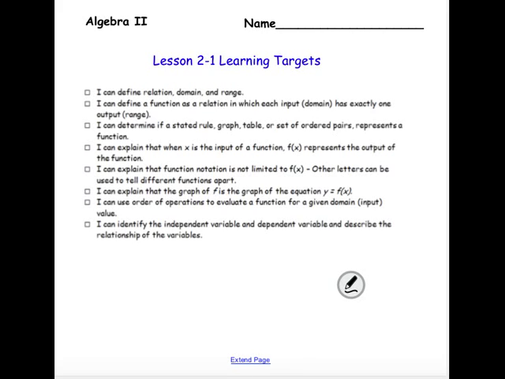All right. First lesson in Algebra 2, Lesson 2-1. Follow along on your notes and write whatever you would like, especially the examples. These are our learning targets.